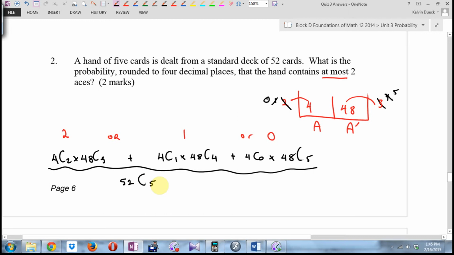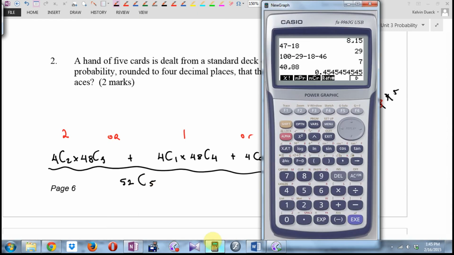You could have had that 52 choose 5 underneath each one individually as well, but it is a common denominator, so I can't just put it underneath all of them. In other words, I can go like this. Bracket. 4 choose 2, and 48 choose 3, or 4 choose 1, and 48 choose 4, or 4 choose none, and 48 choose 5, all over 52 choose 5. I hope this is right. I typed this in wrong. Where did I goof? I got a times there, Mr. Dueck.